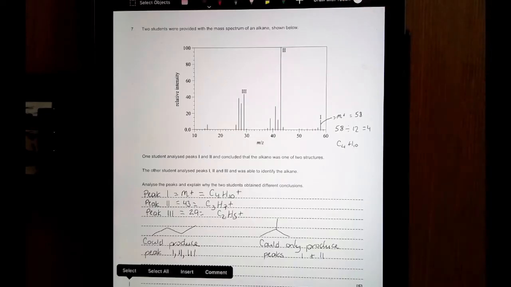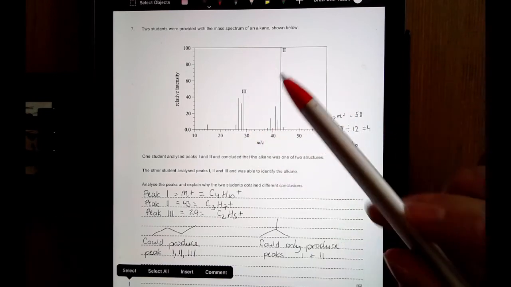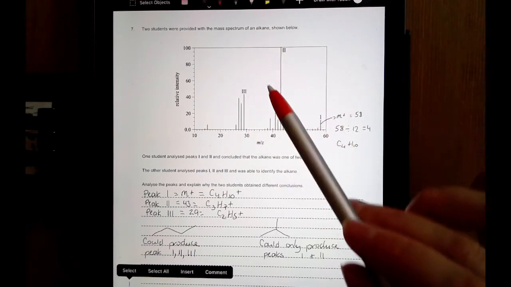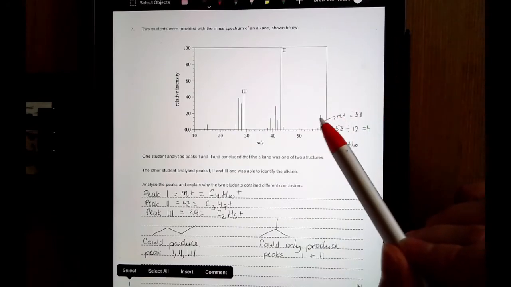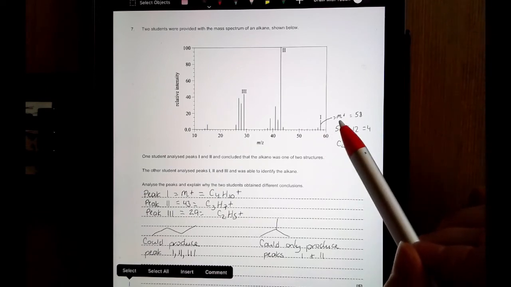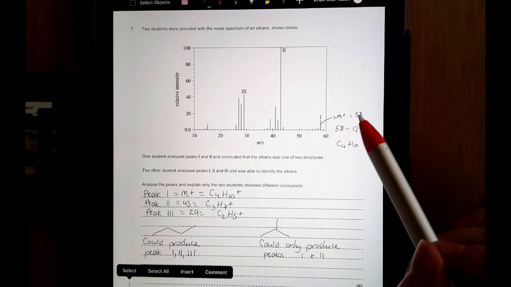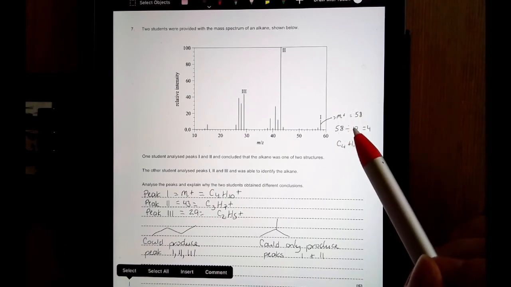Okay, so number 7, last question. You are again given a mass spec. You are told it's an alkane and you are asked to analyse it. So again, the first place I'm going to start is the molecular ion peak. If you look at the molecular ion peak, it's at 58. That tells me the formula mass of this alkane is 58. I know it's an alkane, therefore it only contains carbons and hydrogens. I just need to figure out how many carbons it contains.